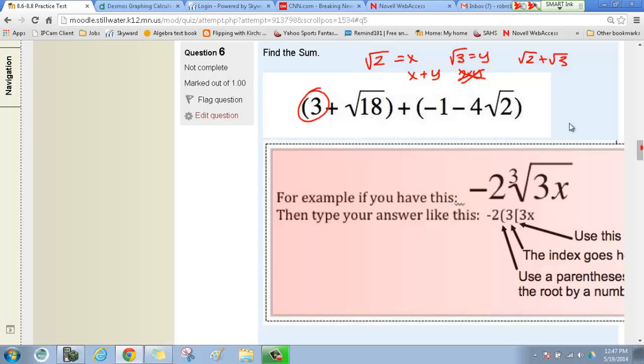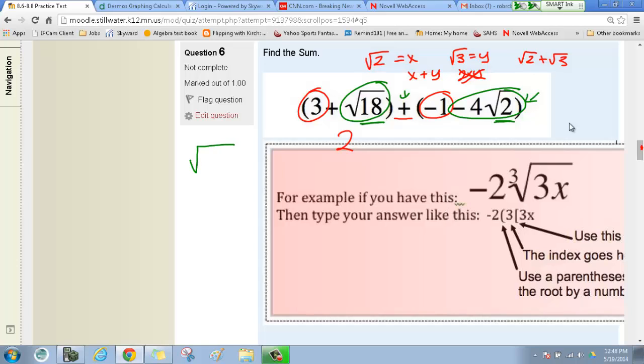I'm noticing this 3 and this 1 add together really nicely. 3 plus -1 is just 2. So those are combined. Well, now I want to take this square root of 18 and add it to -4 square root of 2. Here's the issue, though. Square root of 18 is not the same as square root of 2. We need to make them the same, and if we can't, then we can't combine them together. I know square root of 2, that's as good as it gets. You can't really simplify that one down.